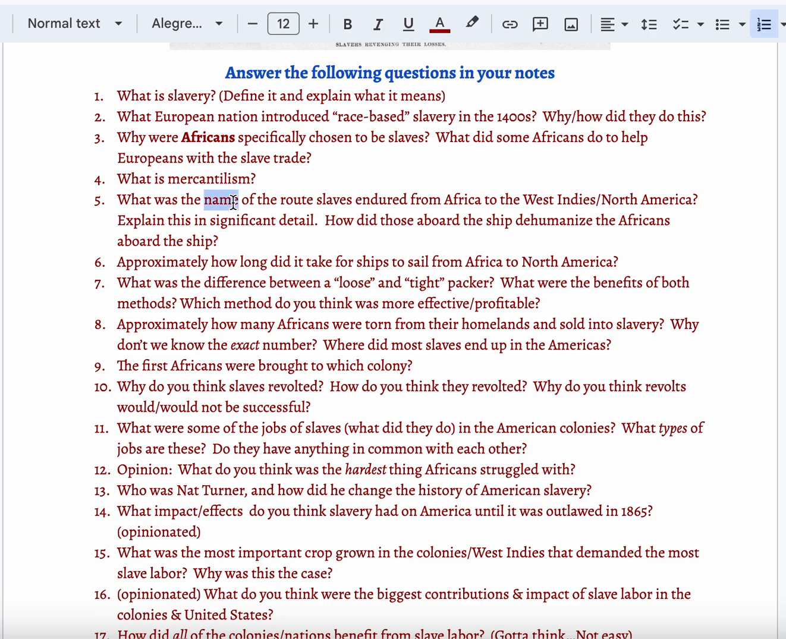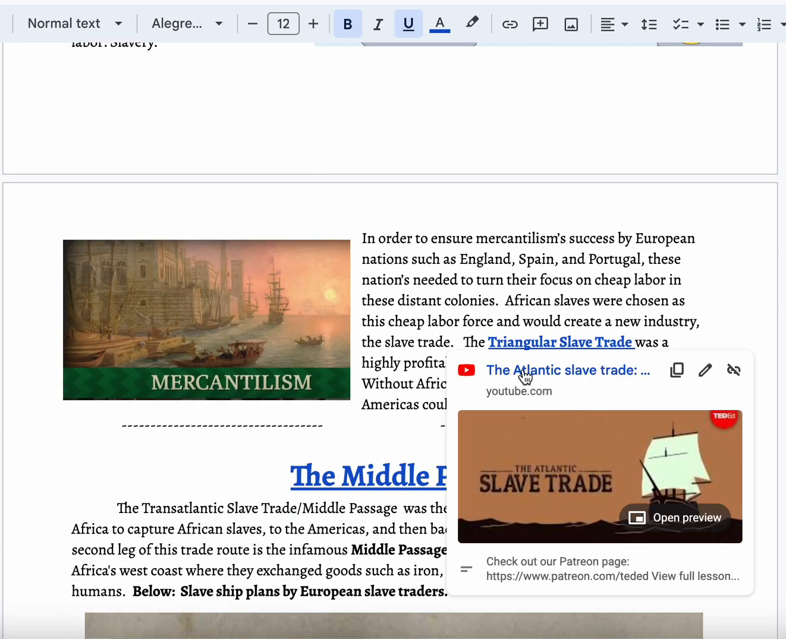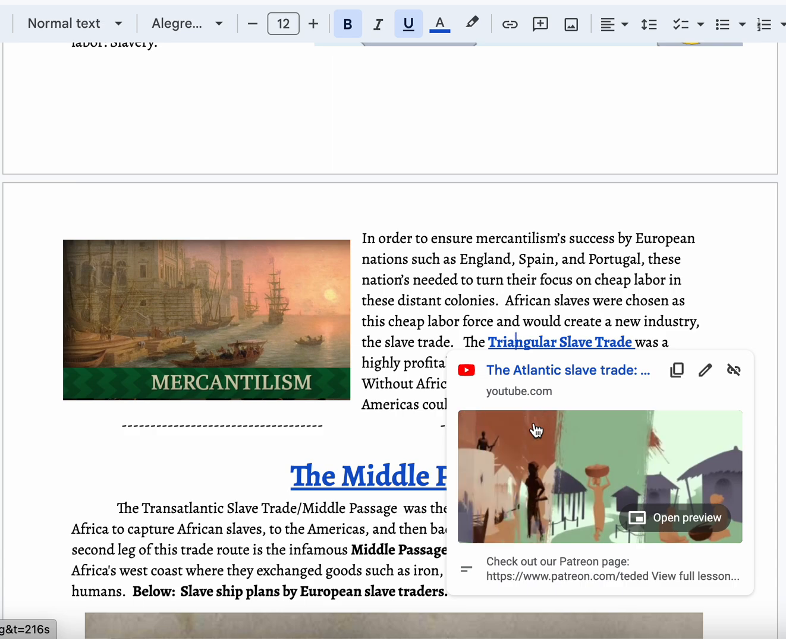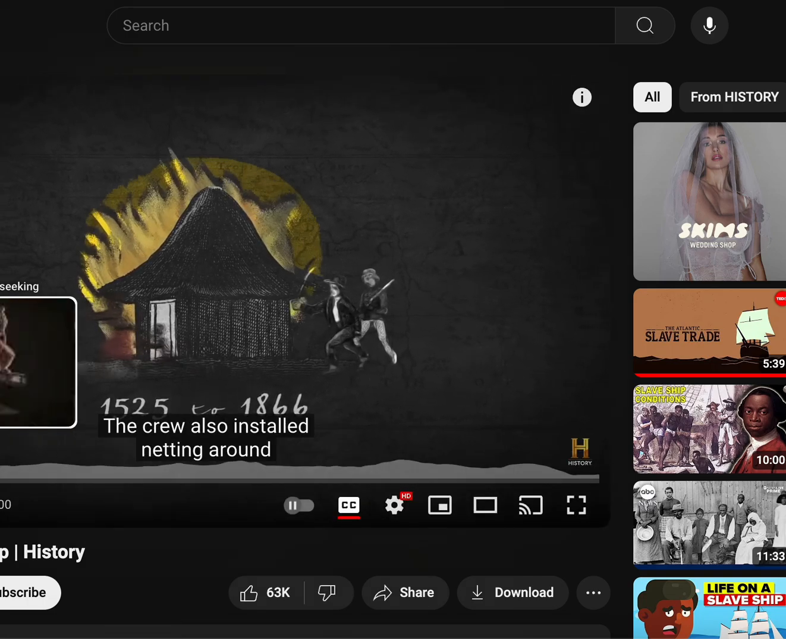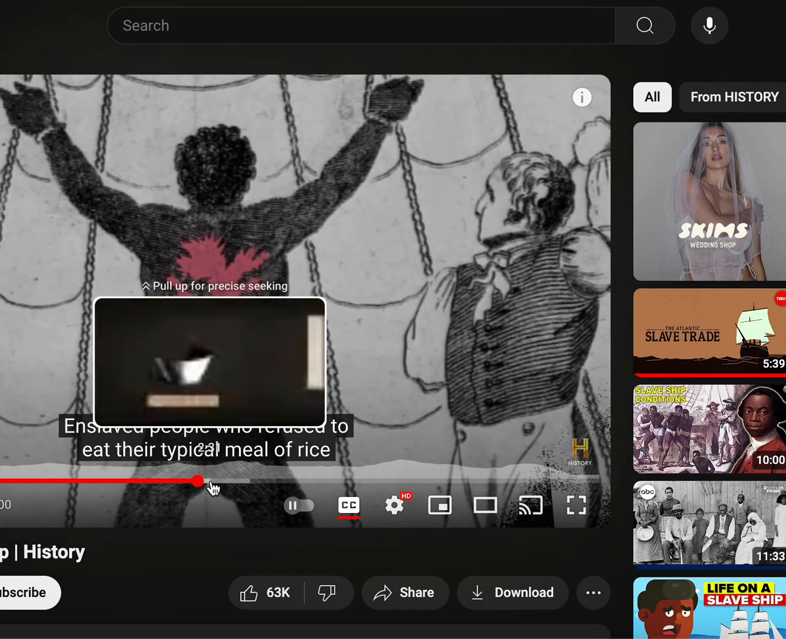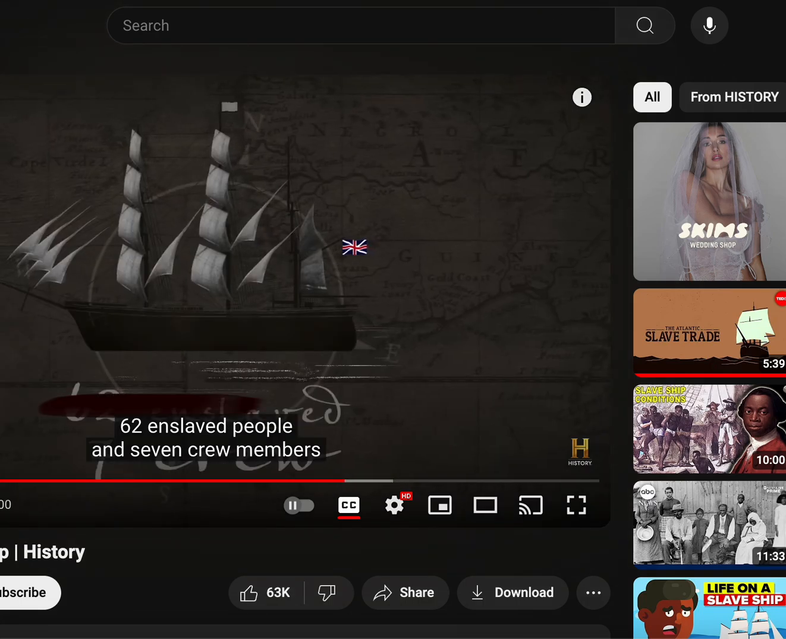We go down to the name of the route. I'm telling you right now, this is a very detailed question, and I expect a lot of details when you explain it. The name of the route from Africa to the West Indies, North America, was called the Middle Passage. In terms of the details, there are a tremendous amount of horrific details. I had asked y'all to watch this video where it talks a little bit about the triangular slave trade, but it is this video that talks about life aboard a slave ship. And this video is something that we're going to talk about in class, but also the details in this video are the Middle Passage. This is the answer I'm looking for.